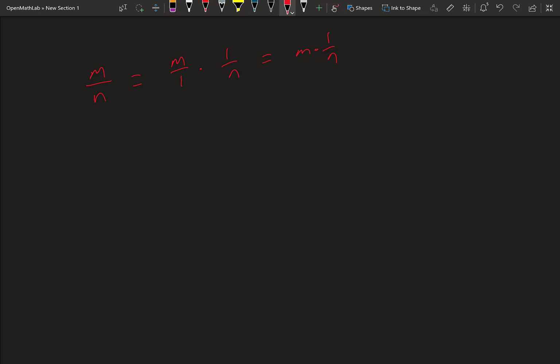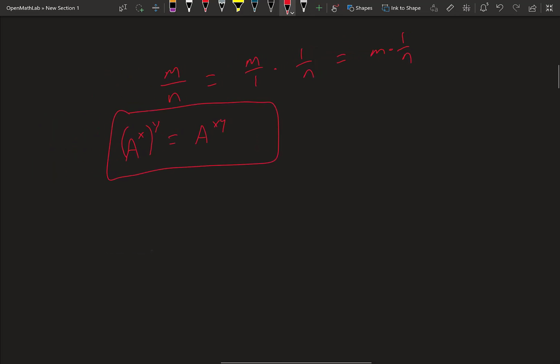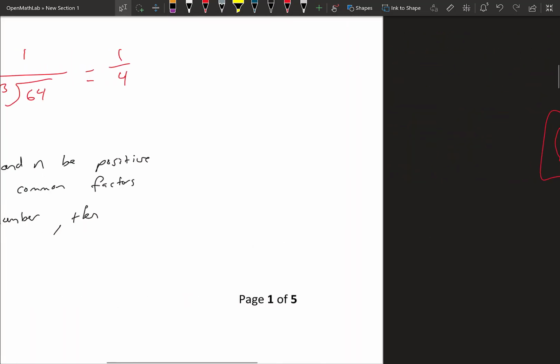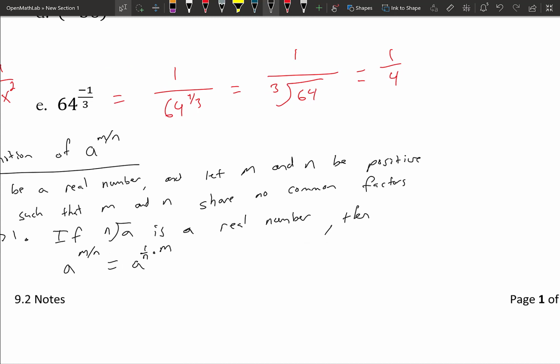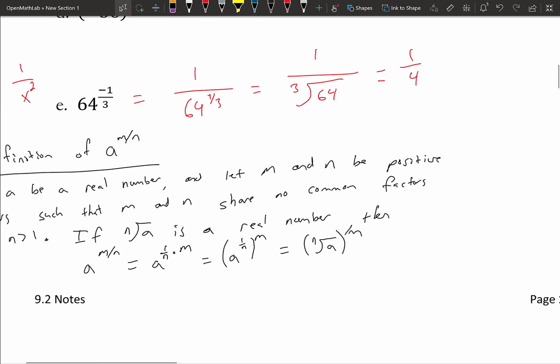And then another thing that we want to review is if I have a to the x, all to the power of y, this is equal to a to the xy. This is an exponent rule. If you have a power to a power, you end up multiplying. So I'm going to use this idea to rewrite this. This would equal a to the 1 divided by n, all raised to the mth power, which from our definition before is equal to the nth root of a, all raised to the mth power.